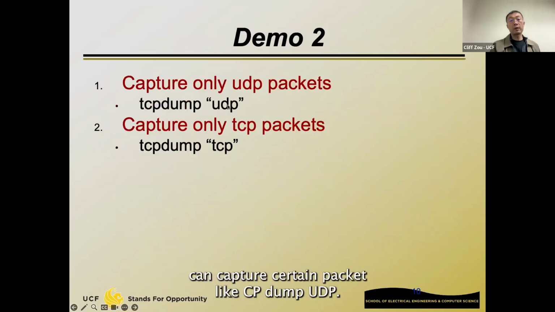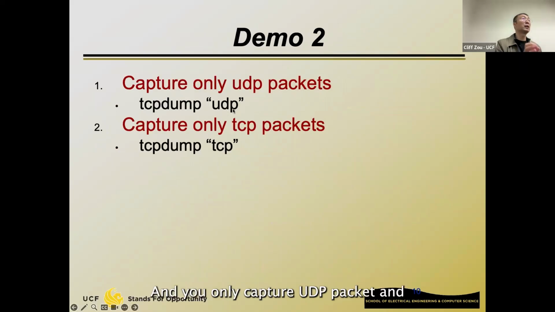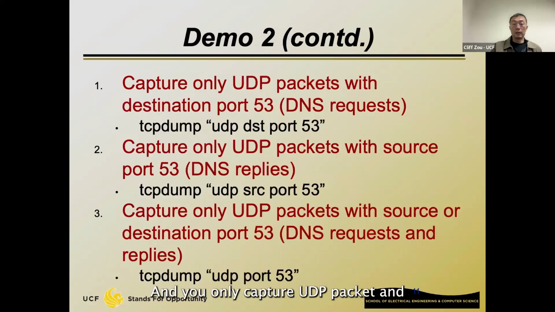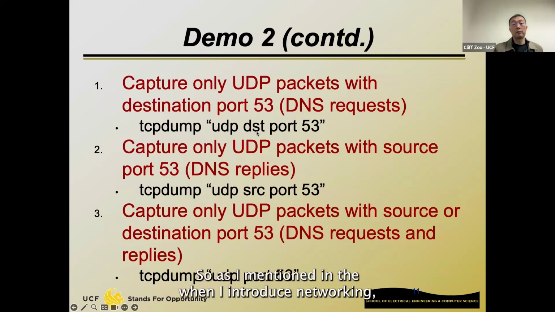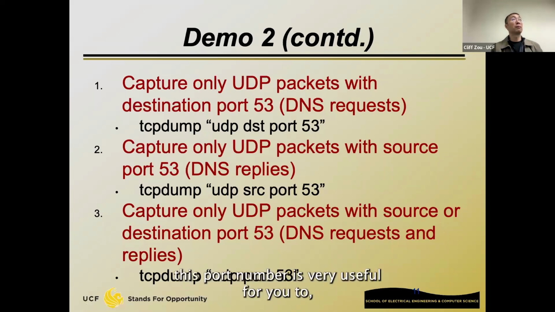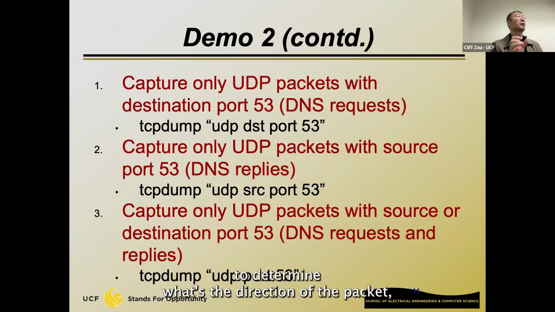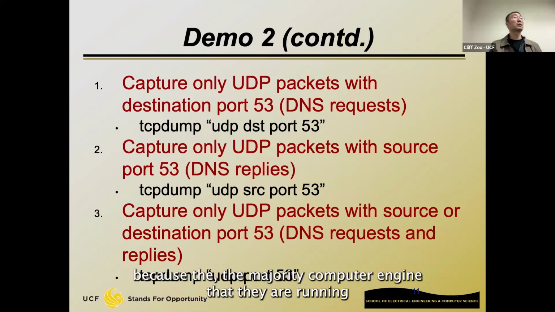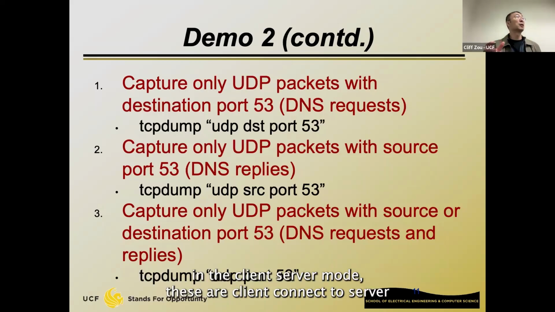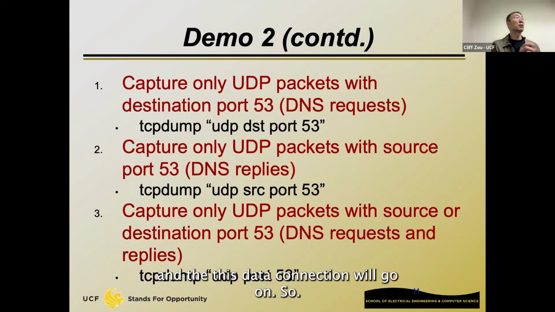So you can capture certain packets. For example, tcpdump udp only captures UDP packets. And tcpdump udp destination port 53 only captures DNS request packets. As I mentioned when I introduced networking, this port number is very useful to determine the direction of the packet, because the majority of computers on the internet run in client-server mode. The client connects to the server, and this connection goes on.